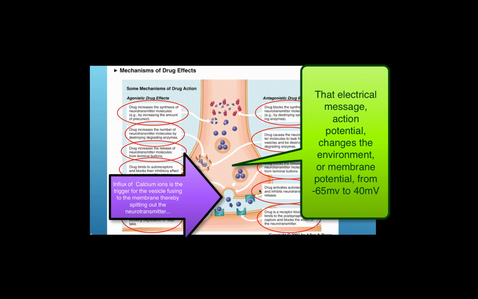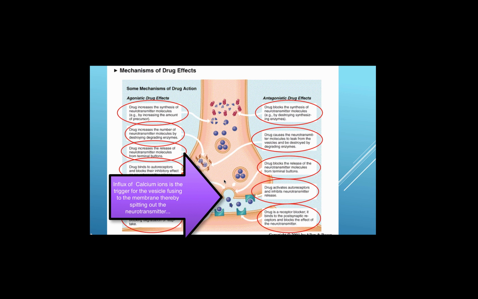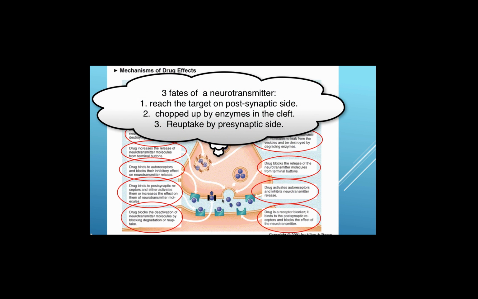So the synapse, then the vesicles spit the neurotransmitters out into the synapse, and the neurotransmitters can either be reuptaken or they can be chopped up in the synapse. There are enzymes that chop up the neurotransmitter, or they can reach their target, which is the receptor on the postsynaptic side.